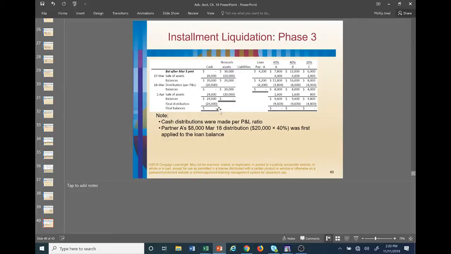So now the final distribution of the $24,000 in cash will be based upon the P&L ratios as well, of the 96, 96, and 4,800. The final balance is that we have no cash remaining, no non-cash assets, no liabilities, and all the partners' capital balances have been satisfied. So that's an example of the lump sum settlement and or lump sum liquidation of a partnership and an installment liquidation of a partnership. This is going to wrap up chapter 14, dealing with the partnerships, ownership changes, and liquidations.